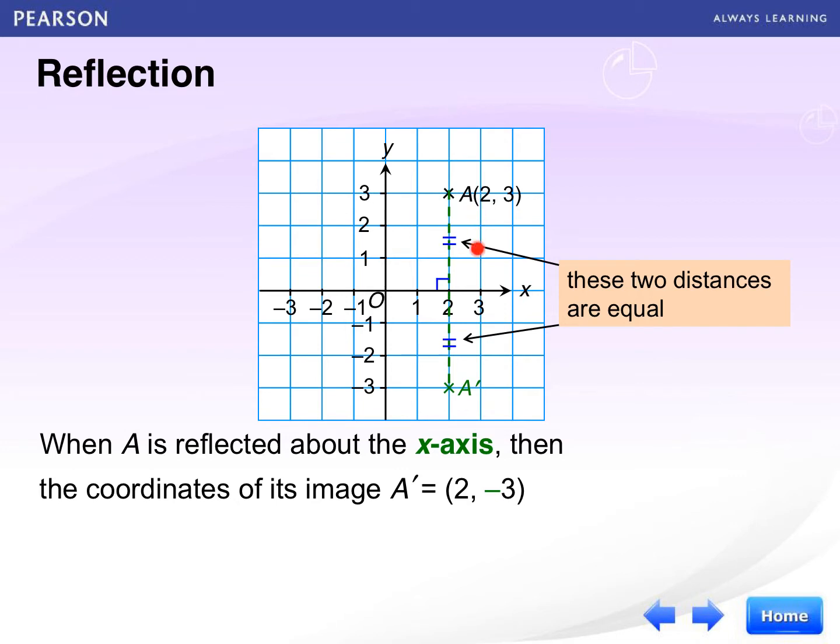The distance between A and the x-axis is the same as the distance between A prime and the x-axis. A is above the x-axis while A prime is below the x-axis. So the coordinates of A prime are 2 and -3.